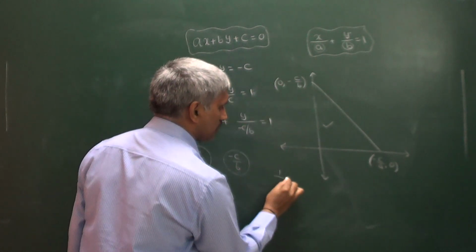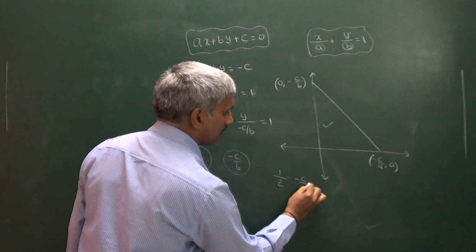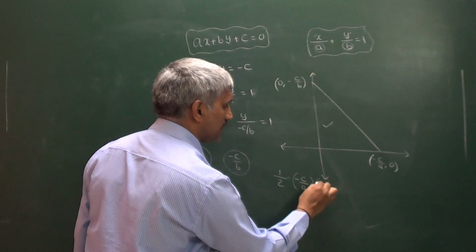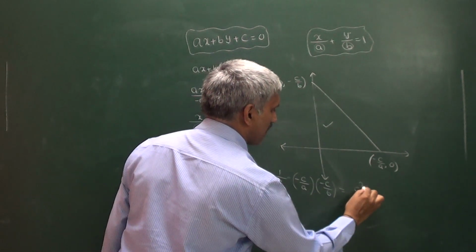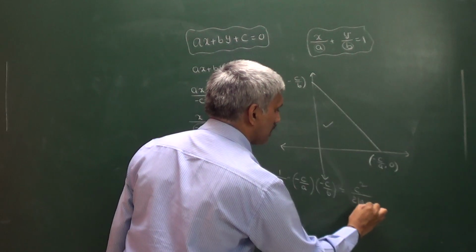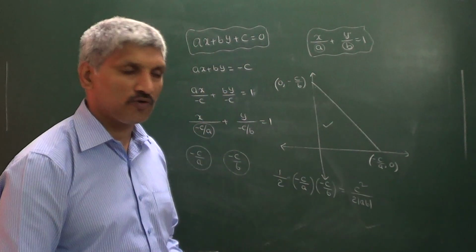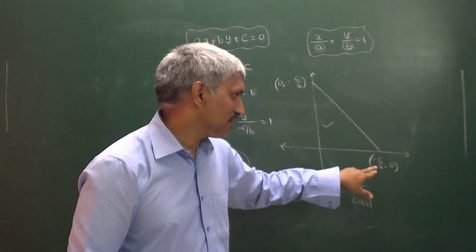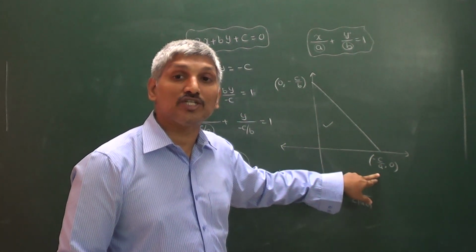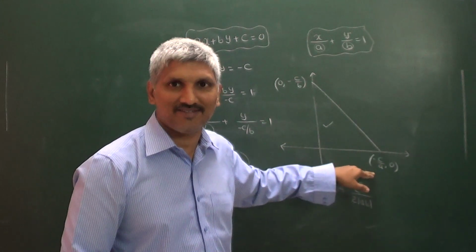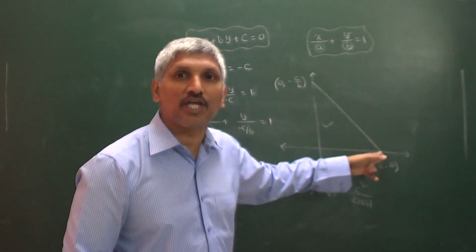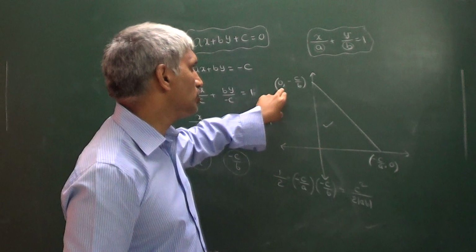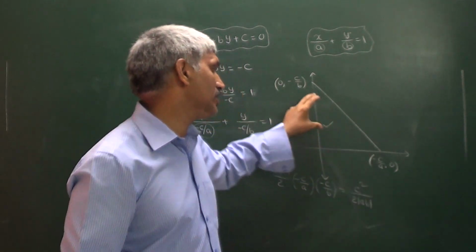Now area of the triangle is equal to half into base, which is minus c by a, into height, which is minus c by b. Half into base into height, so you will get c square divided by 2 times mod ab. So you may get a doubt: sir, negative is there, how are we taking it on the positive side of the x-axis? We can't say it is negative. It is negative or positive depending on the values of a and c. If a value is positive and c value is negative, then it becomes positive only. That's why minus c by a comma 0 and 0 comma minus c by b are the x-intercept and y-intercept.